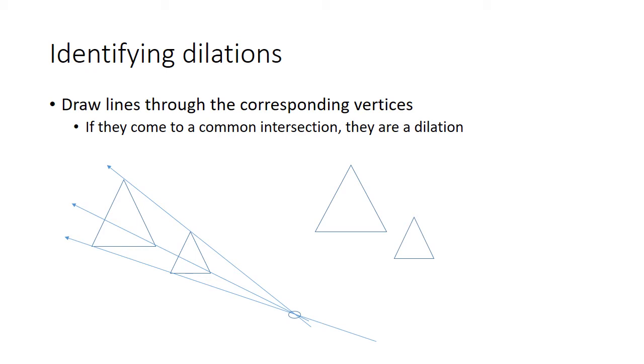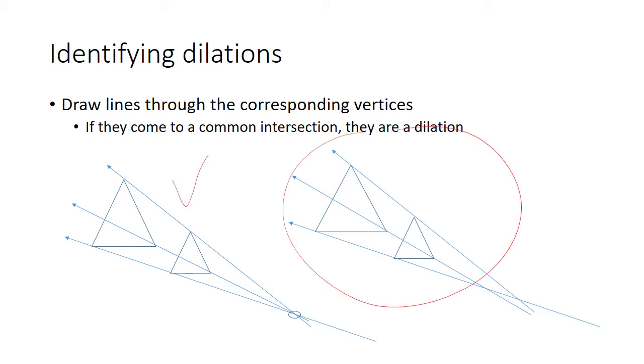So let's say we have this triangle and this triangle. If you're just looking at them, you would say, hey, they look exactly the same shape. They're just a different size. So let's see if it's a dilation or not. I'm going to line up my same corners, all right? They do not have a common intersection, and so these two here would not be a dilation. These are, and these aren't.